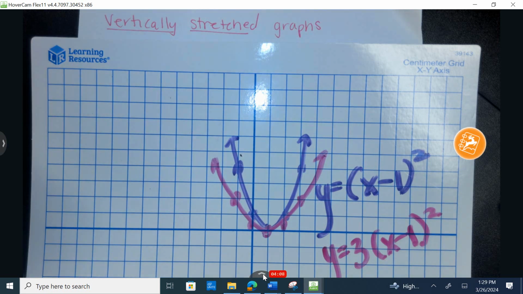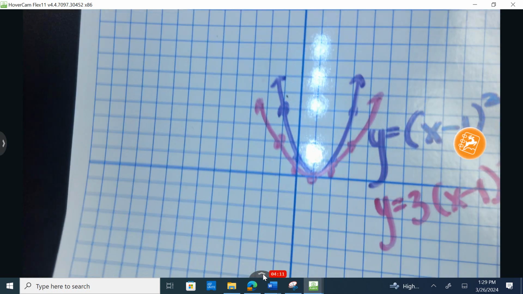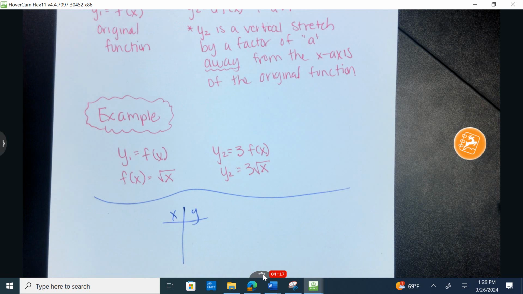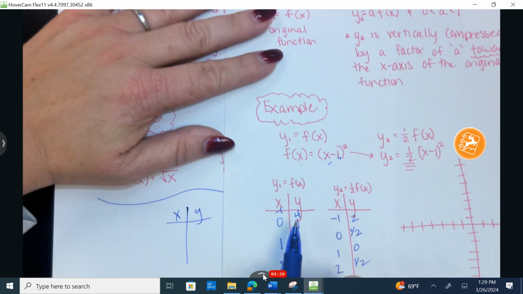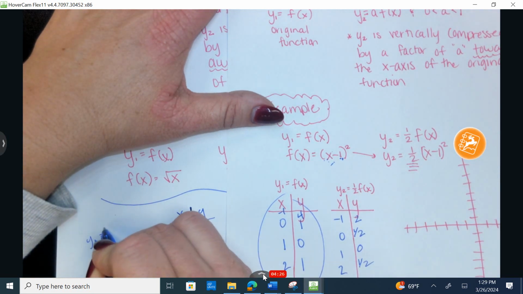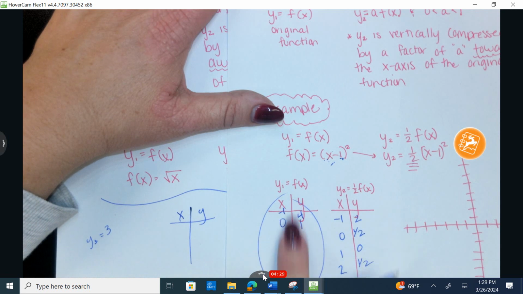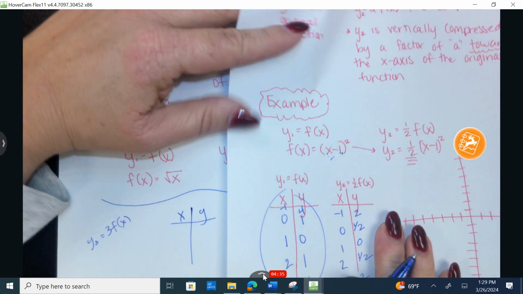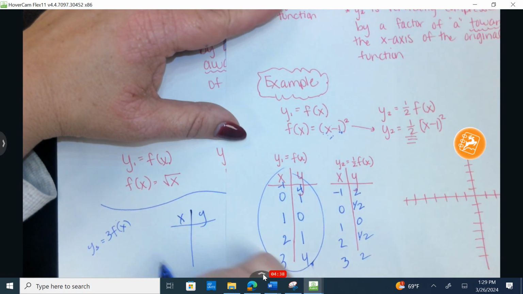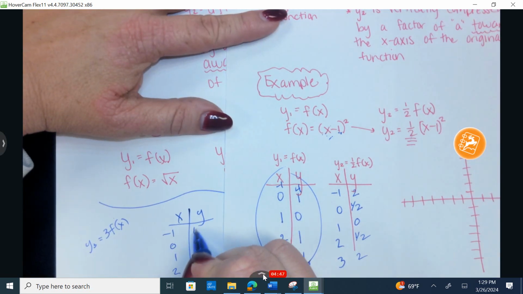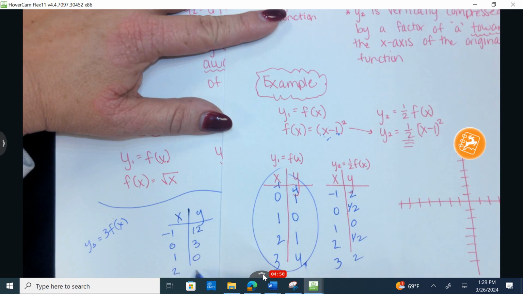I'm going to go back to this. We're going to come back to these in just a second. But let's say this is our original. This is an example of when we compressed it. Now f of x is the original function right here, and we're going to put a 3 in front. So we're going to vertically stretch this by a factor of 3. I put down the exact same x values, negative 1, 0, 1, 2, and 3, but now the original outputs are going to be multiplied by 3. So this is not 4, it's 12. This is not 1, it's 3, 0, 3, and 12.